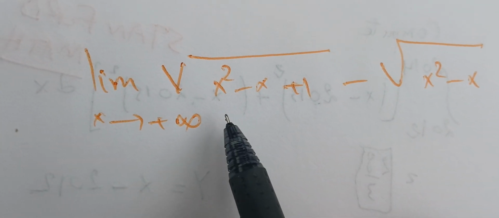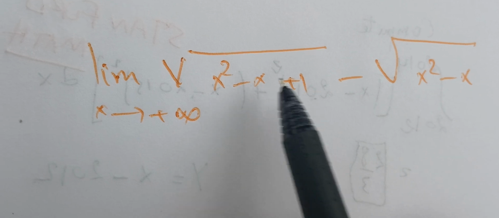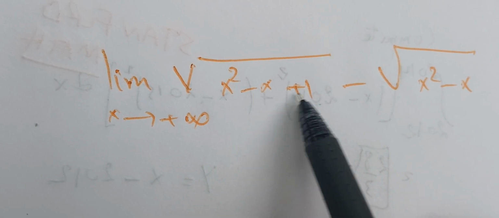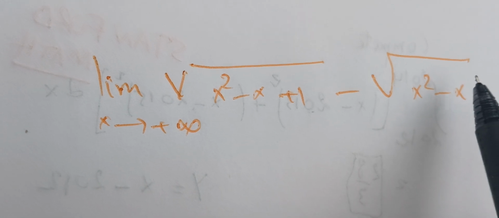In this video, we're going to try to find this limit. Our function is the square root of x squared minus x plus 1 minus the square root of x squared minus x.